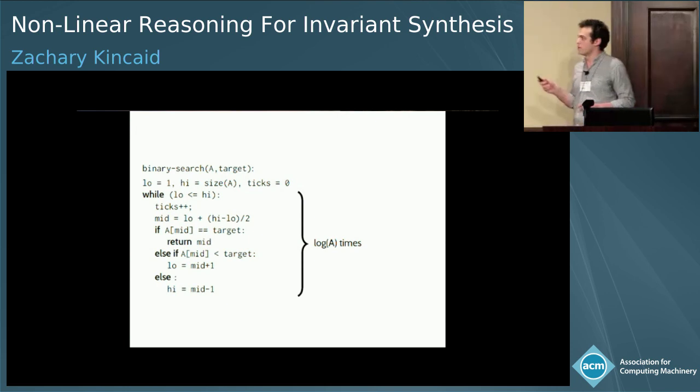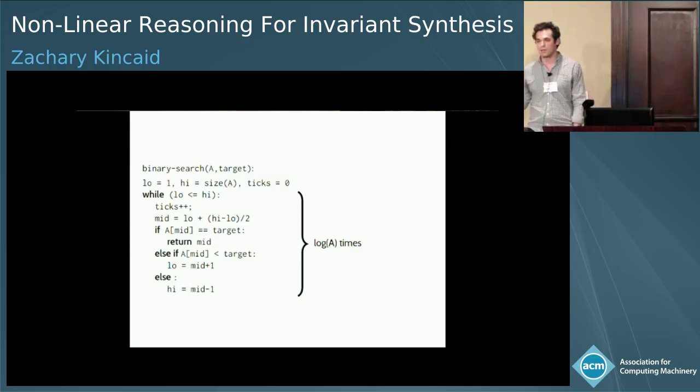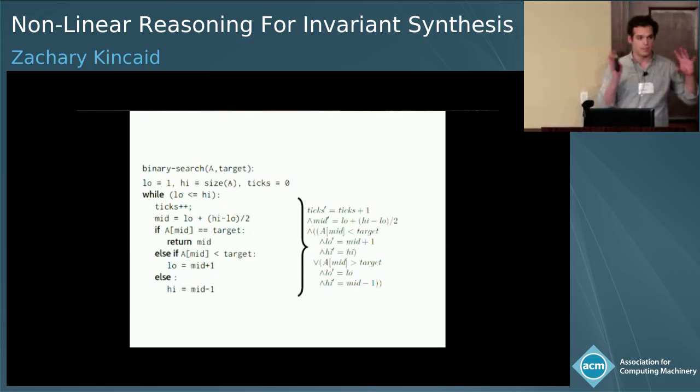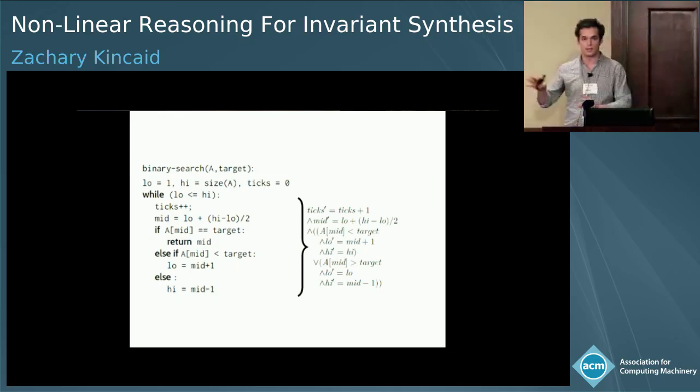All right, so for example, here's an implementation of binary search. Something I might want to prove is that it executes in logarithmic time. And the first step that I'm going to take towards doing this is to encode the body of the loop as a transition formula. And this is really just a straightforward translation from the syntax of the programming language into logic. There's nothing fancy going on here.